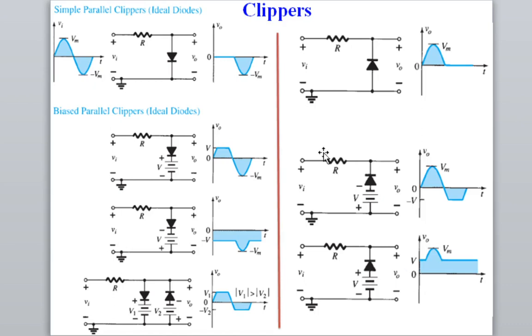so I am giving a few more examples of the parallel clipper, this is the positive clipper and this is the negative clipper. Here you are clipping the positive portion, and here the negative portion, just by changing the polarity of the diode, if it is not biased. If it is biased with some battery, then by changing the polarity of the battery, you can change how much output portion you want.